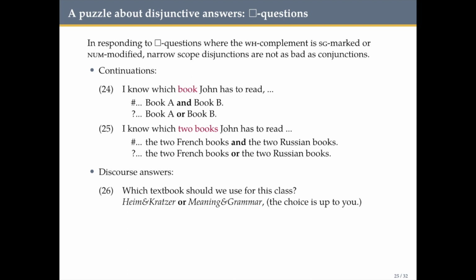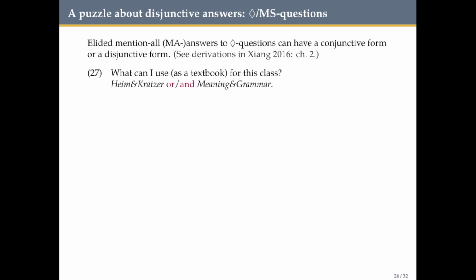For example, in 26, which textbook should we use for this class? One can perfectly say Hammond-Kretzer or Minian grammar. The choice is up to you. A similar observation is seen with answers to questions with a possibility modal, which we call statement questions or mention-some questions. As shown in 27, felicitous answers to those questions can have either a conjunctive form or a disjunctive form. What can I use as a textbook for this class? Hammond-Kretzer or Minian grammar, or say Hammond-Kretzer and Minian grammar.